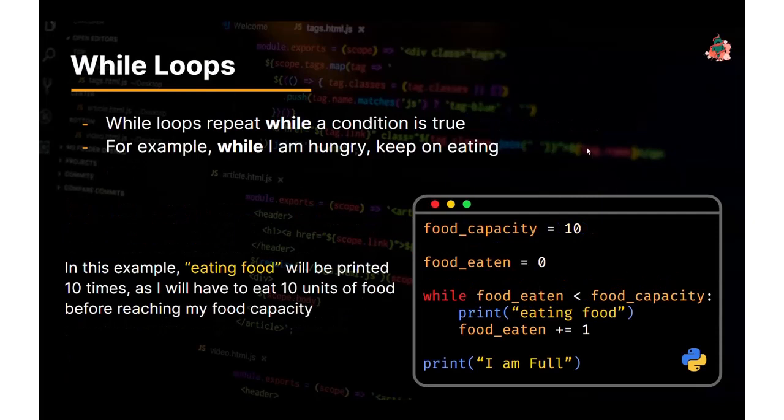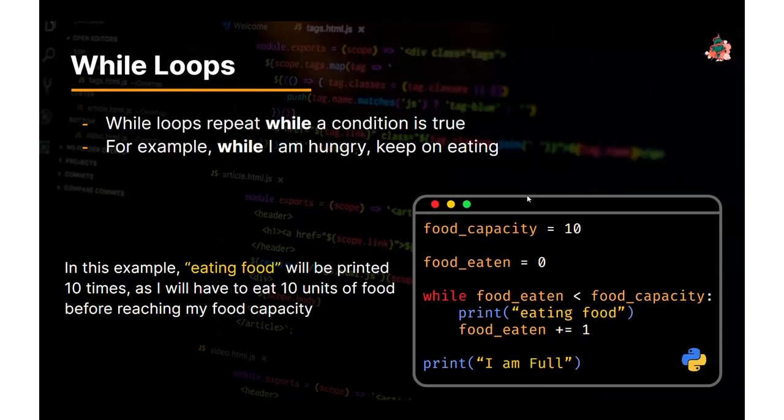Now let's talk about the other type of loop, which is a while loop. While loops repeat while a condition is true. An example of this in real life would be, while I'm hungry, keep on eating. Once I'm not hungry, then I would stop eating. We could actually implement this example in a Python program.